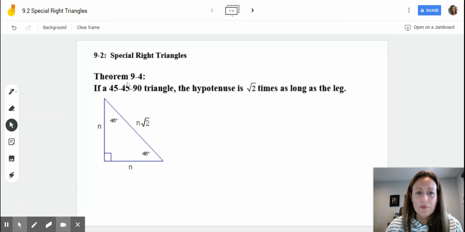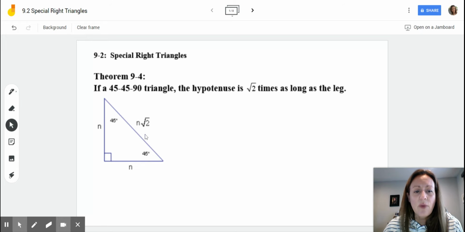Specifically, theorem 9-4, or whatever number it might be in our textbook now, says the hypotenuse will always be radical 2 times as long as each leg. And each leg is going to be equal in a 45-45-90 triangle. Think of it as half of a square. All the sides here would be equal. Cut it in half, and you get each of these legs equal.